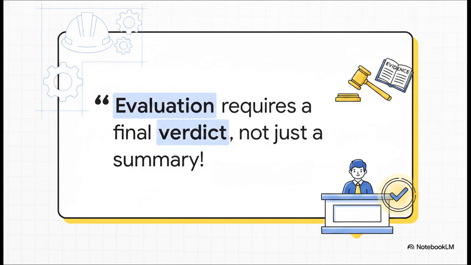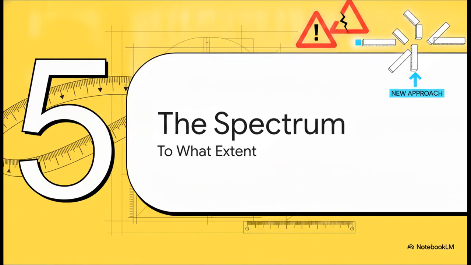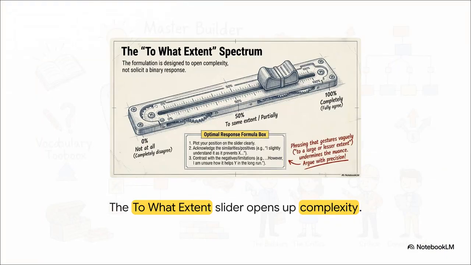They deliver a final verdict. Okay, Section 5, the spectrum. To what extent? This specific phrase is designed by examiners to force complexity. They do not want a binary yes or no here. Instead, think of it as a sliding scale, or maybe a mixing board going from 0% to 100%. You are plotting your answers somewhere on a spectrum of truth.